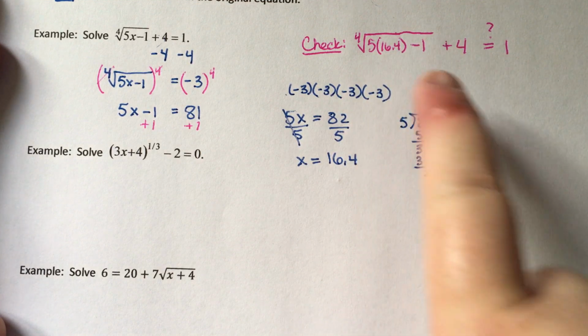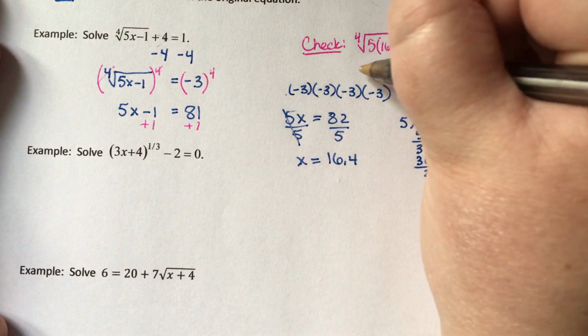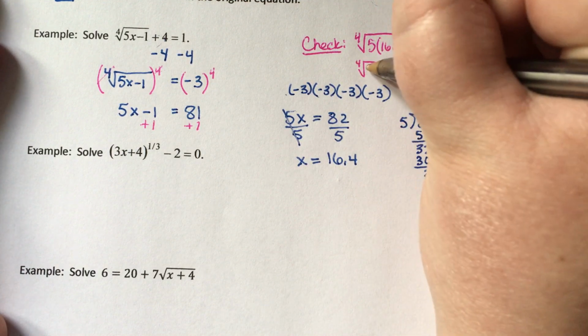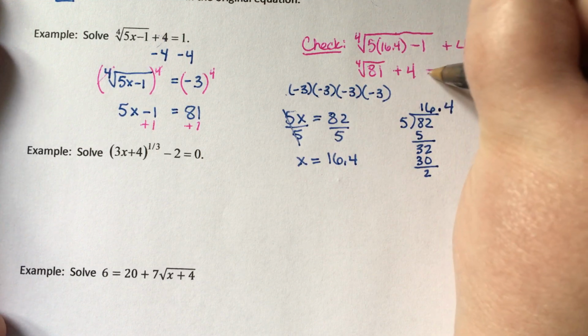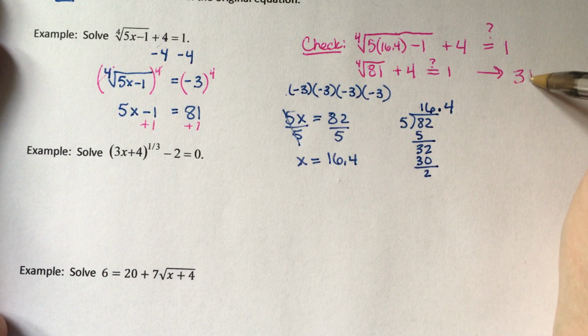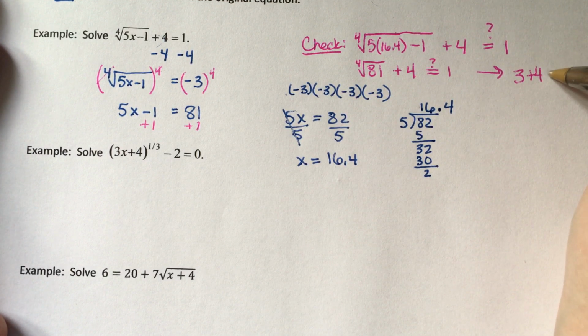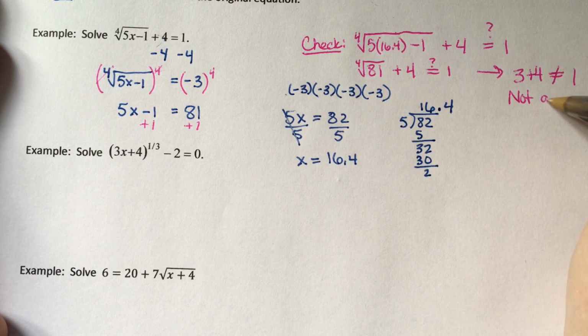All right, well, we can stick this in a calculator. If you stick just the part that's under the fourth root into a calculator, you get the fourth root of 81 plus 4, does that equal 1? And no, 3 plus 4 does not equal 1. So this is not a solution.